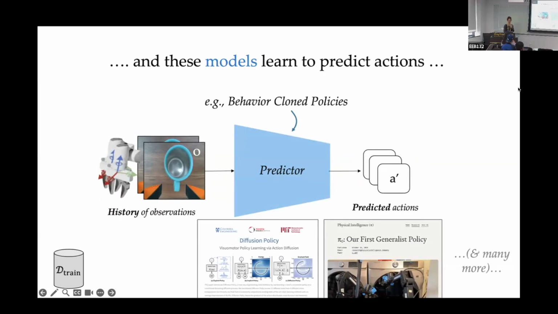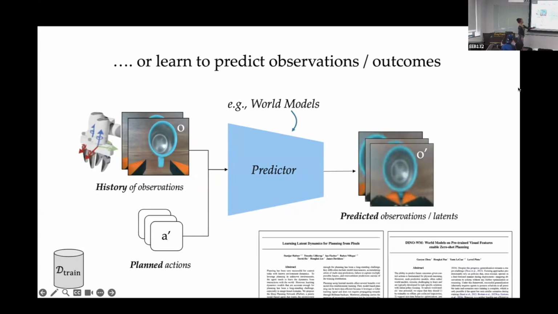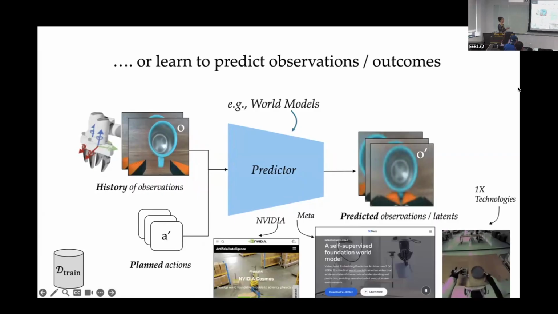But another kind of predictive model you might seek to train with this kind of data is something like this. You get a history of observations, you get future actions you want to take, and you're trying to predict the corresponding future observations. This might be known to you as something like a world model. There's a lot of work as well in academia on this. There's some old papers like Dreamer you might know of, some recent papers like Dino World Model. And these days it has also become very popular for companies as well. So maybe some of you have seen NVIDIA's Cosmos, Meta's VJEPA 2, 1X Technologies World Model.